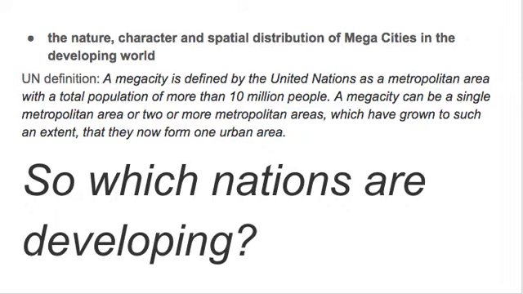So let's have a look at the UN definition. So as I said before, it's a large urban agglomeration or metropolitan area with a total population of 10 or more million people. So it can be a single metropolitan area or two, as long as they're sharing the same sort of urban area. But for us, like I said before, it comes back to developing world. We're interested not in the megacities of the developed world, for example, Japan, which is obviously a developed nation, and Tokyo, the largest city in the world, is Japan is a developed nation. So for us, we're not all that interested in looking at Tokyo.